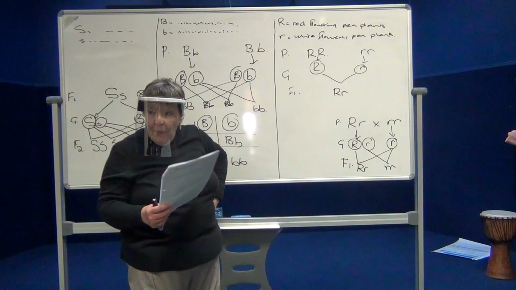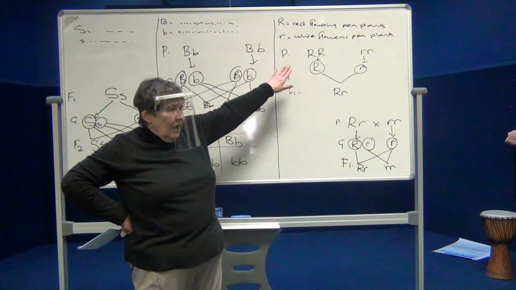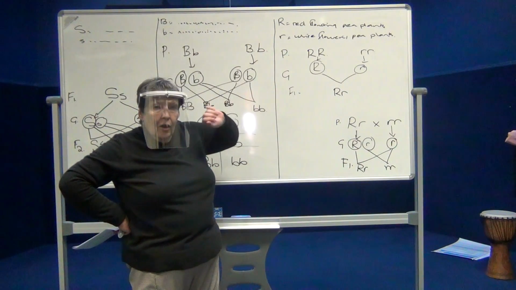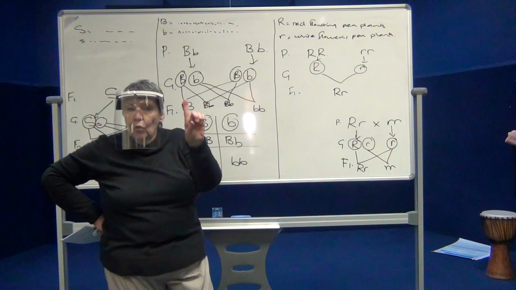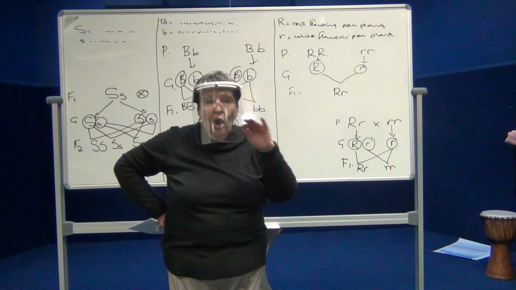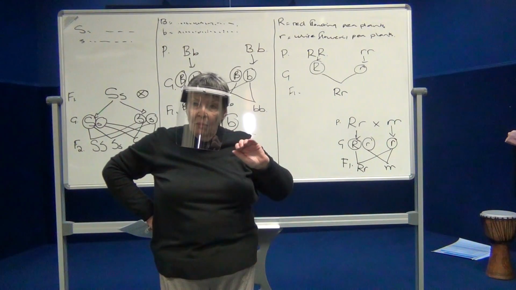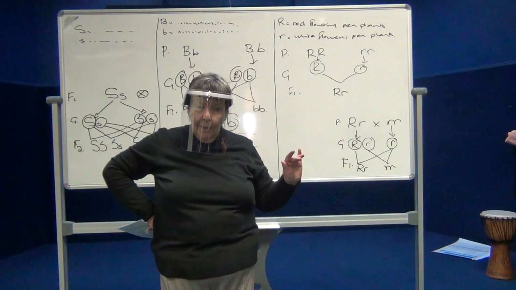With regard to the parents, that the one must be homozygous red flowering, and the other one must be homozygous white flowering. No. If it just said to you what conclusion, not saying with regard to the parents, then your conclusion would have been that the allele for red flowers is dominant to the allele for white flowers.